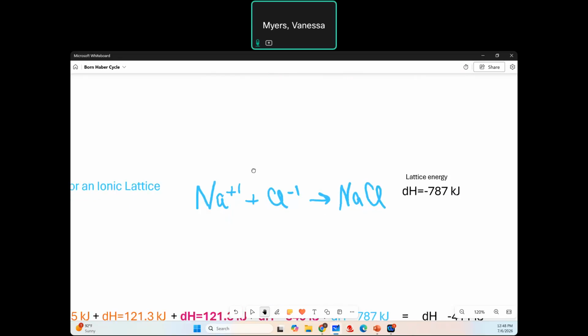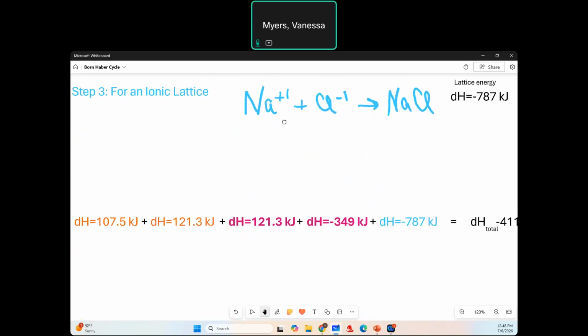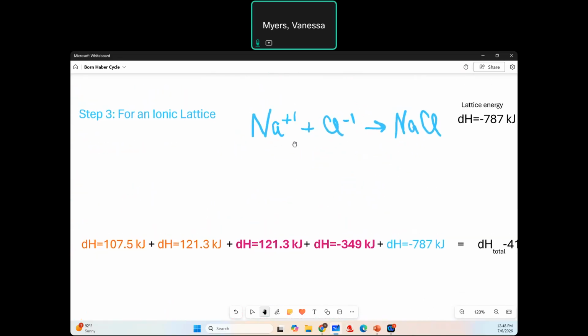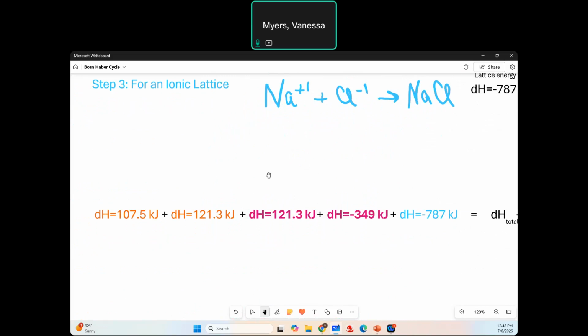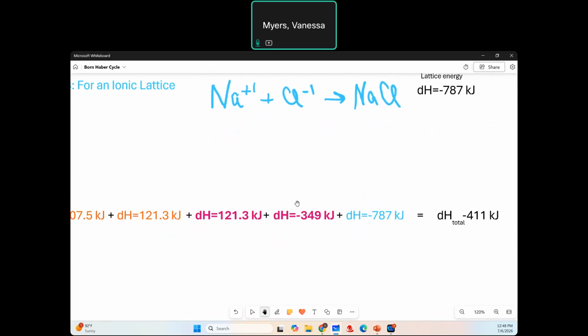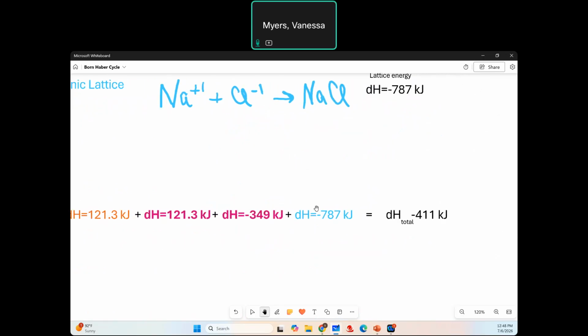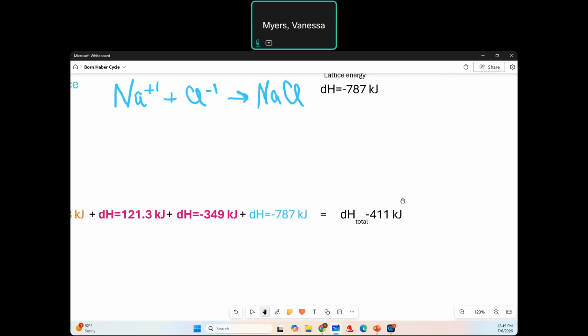So here's a question your professor can ask you. They can say, what is the reaction enthalpy of this reaction? Okay, you know how simple it is? Add all those numbers up. So I put the numbers in orange where we formed our gaseous atoms, and then in pink here where we formed our ions, and then in blue, this was our lattice energy. So the total enthalpy of this reaction is -411 kilojoules.